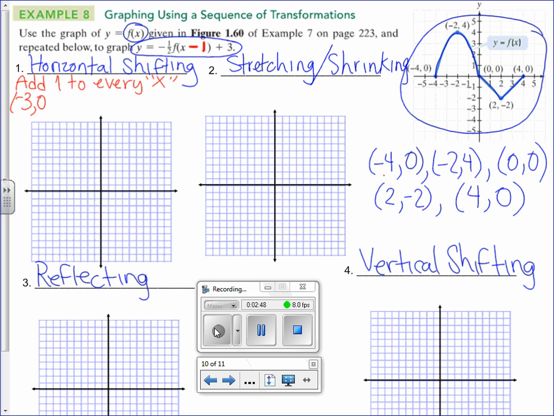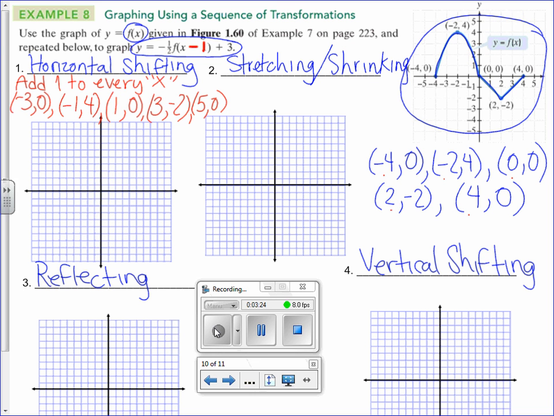Nothing happens to the y, so it's still 0. The next reference point is a -2, so -2 plus 1 is -1. The y remains the same. Next reference point is a 0, so we add 1, so it will be (1, 0). Next reference point is a 2, so 2 plus 1 is a 3, so (3, -2). And the last one is a 4, so 4 plus 1 is 5, (5, 0).